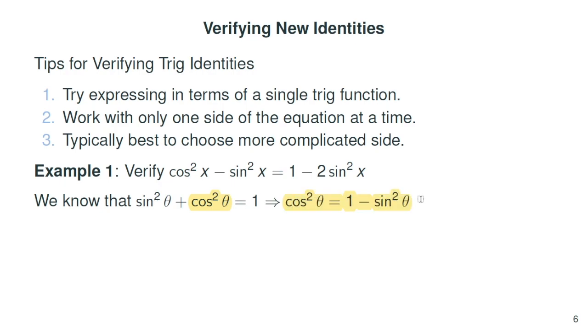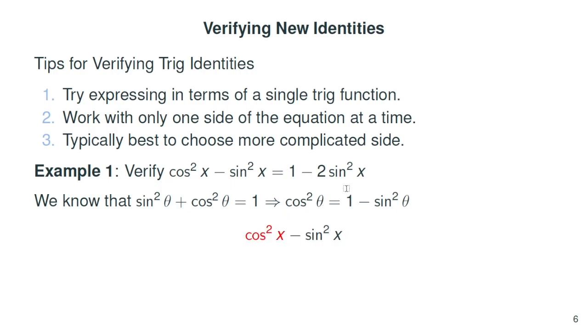So what this is telling us is that cosine squared theta is equal to 1 minus sine squared theta. How is it relevant? Well, I'm going to substitute cosine squared x as 1 minus sine squared x instead. So let me show you how that works. Again, I'm working with the left side. That's why I only wrote the left side.